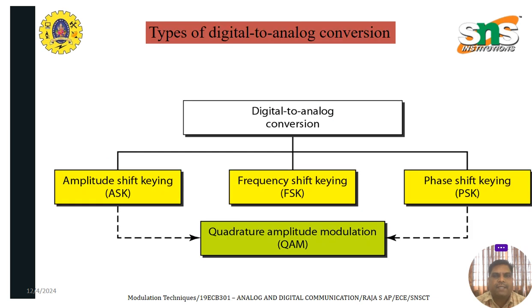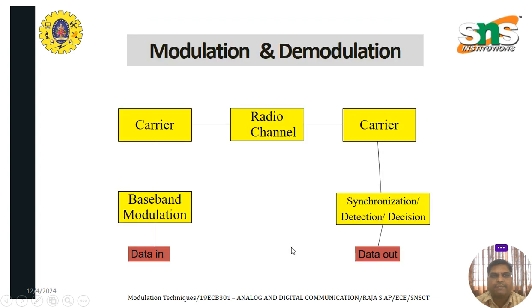There are various types of digital to analog conversion modulation methods available. The first one is amplitude shift keying, second is frequency shift keying, third is phase shift keying. The combination of ASK and PSK is called quadrature amplitude modulation.